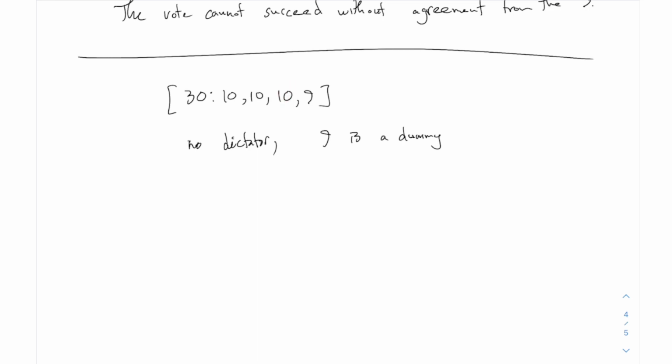All right. What about veto power? Does any of these voters have veto power? That means if you want to get to the quota, it is necessary to include one or the other of them. All of the 10s have veto power? Yeah, each of the 10s, they all have veto power in this case because in order to get to the 30, you need each of the 10s. So no dictator, 9 is a dummy, and each of the 10s has veto power. Great.